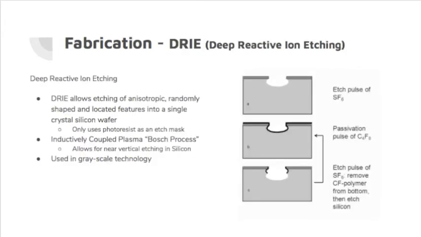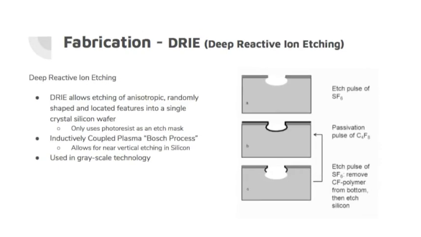Deep reactive ion etching allows etching of anisotropic, randomly shaped, and located features into a single crystal silicon wafer. This process only uses photoresists as an etch mask. Inductively coupled plasma Bosch process allows for near vertical etching in silicon. This process is also used in grayscale technology. Surface micromachining, bulk micromachining, and deep reactive ion etching are only a few types of fabrication mechanisms for optical MEMS.